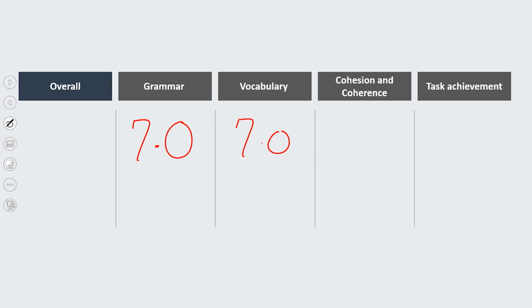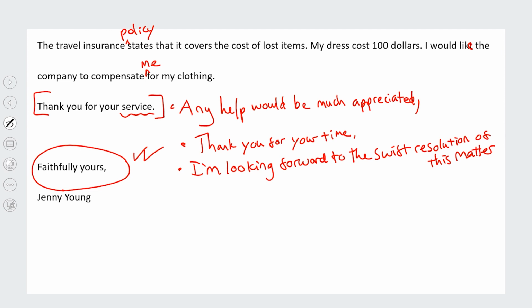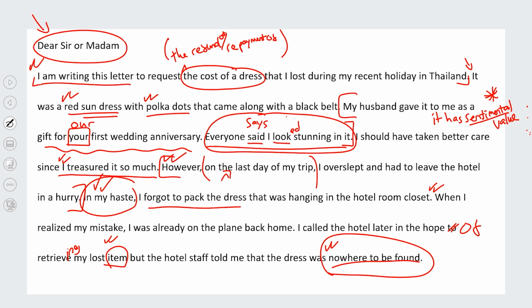And they used some less common vocabulary. So we had polka dots, we had sundress, we had in my haste, we had nowhere to be found. So the tone and the vocabulary sounded quite natural. Coherence and cohesion, I would probably mark them down to a 6.5 just because I think we could have had another paragraph. I think each point that the question asks you to cover should really be its own paragraph.